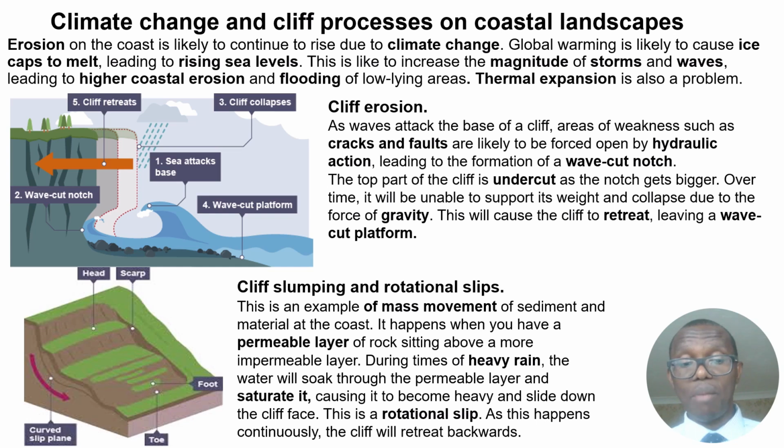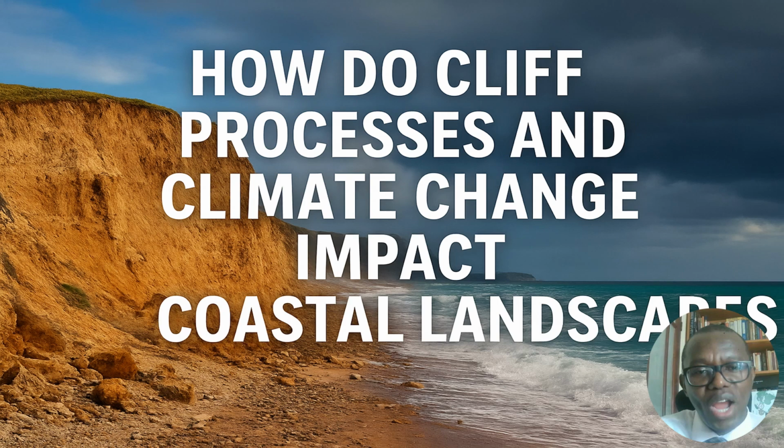And as the water sits above it, the material above it is going to be saturated, obviously, and that saturation is likely to cause the rock to become very heavy, and the material is going to slide off that particular cliff face, as you can see is happening here. And that process is what we are calling rotational slips, and those are causing the material that is on this cliff, for example, to be washed out into the sea. That brings us to the end of this video on how cliff processes and climate change impact UK coastal landscapes.